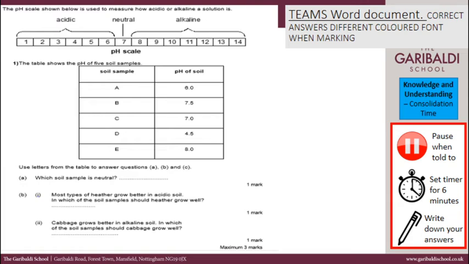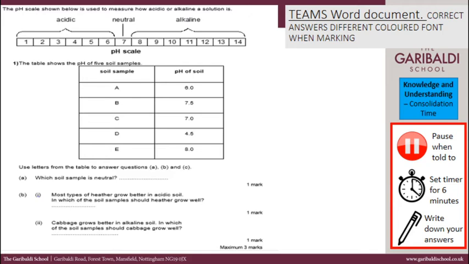Okay, so now what I would like you to do is, if you open up the Word document on Teams, you are going to find some exam questions. It's always good to do exam questions to get you practicing now, because you're going to have to do your GCSEs. The more practice you get, the more used you'll get to them. So what I would like you to do is, once I finish discussing how you do it, you are going to pause the video, set the timer for 6 minutes, then write down your answers on the Word document.